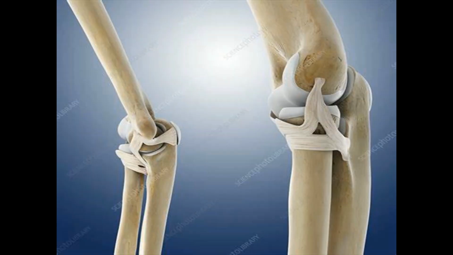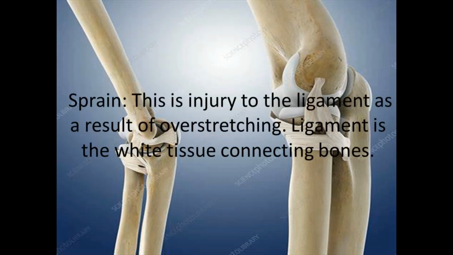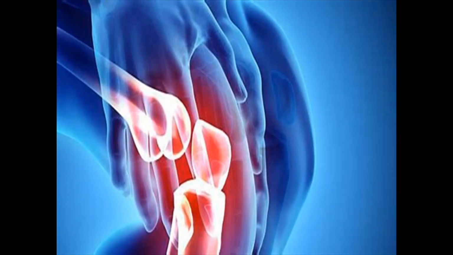The second is sprain. When you look closely, you will see a white tissue connecting two bones. The white tissue connecting these two bones is the ligament. A sprain affects the ligament. Sprain is an injury to the ligament as a result of overstretching.